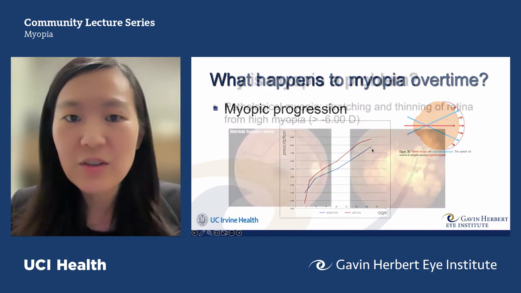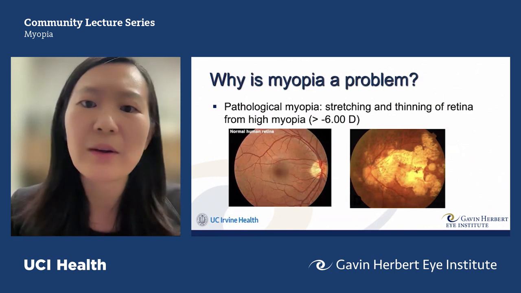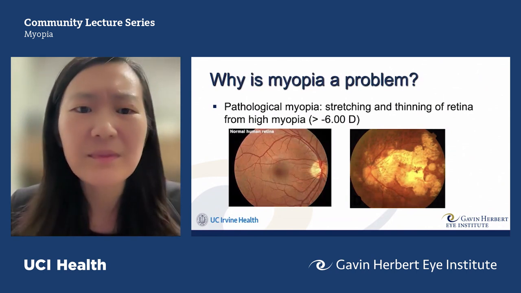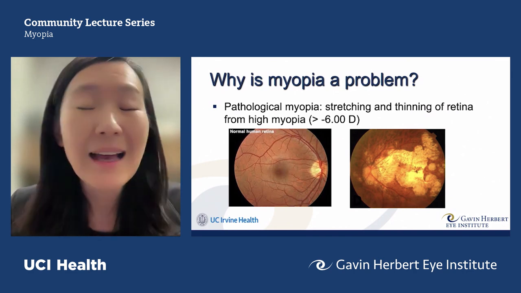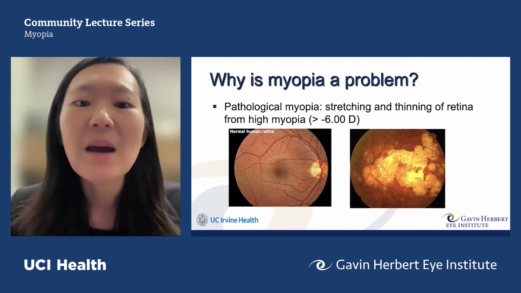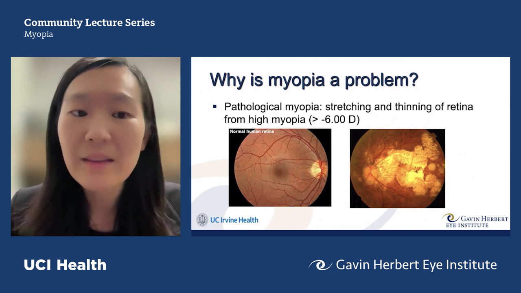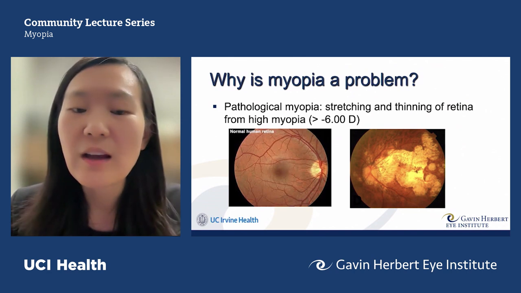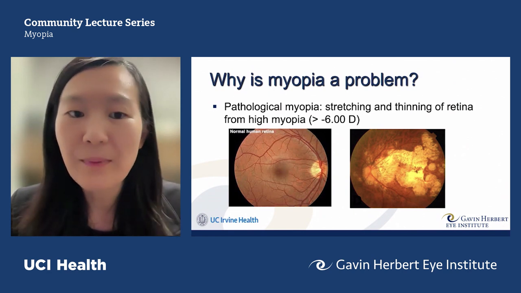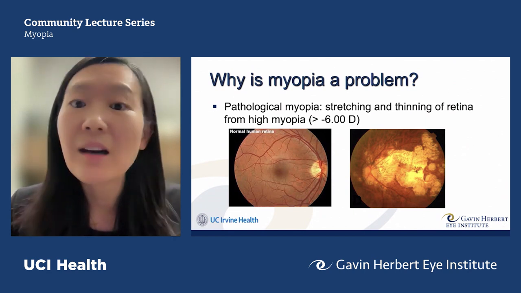And so then your question becomes, why does it matter? Why is myopia such a problem? They can just wear glasses. And that's absolutely true. The glasses go up all the way to -10, -12, -13. But there is a condition called pathological myopia, which describes the stretching and the thinning of the retina, because the eyeball grows so long and so big that the retina cannot cover it anymore.